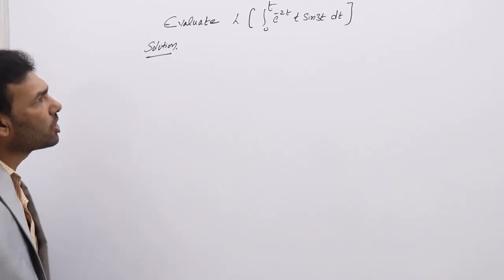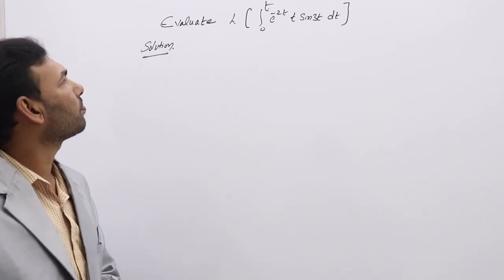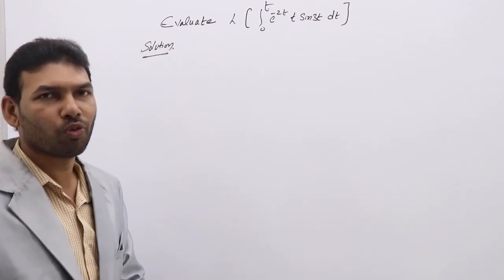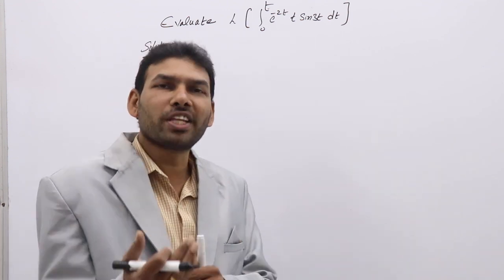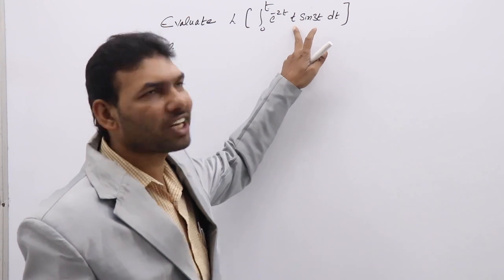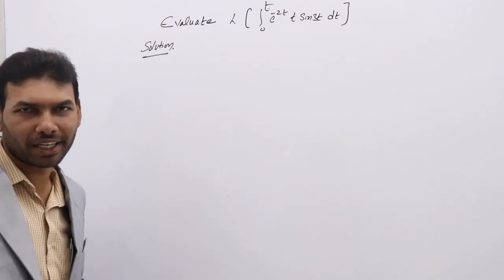Evaluate L of integral 0 to t e power minus 2t t sin 3t. Here in the problem we have multiple principles. We have to apply more than one principle. One is multiplication by t principle, first shifting theorem, Laplace transform of integral.